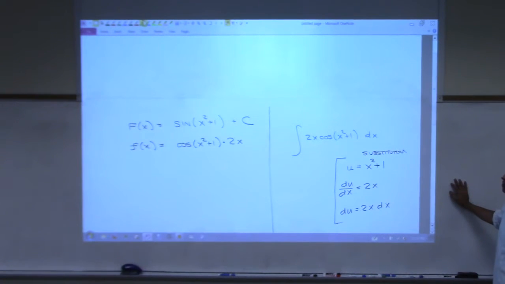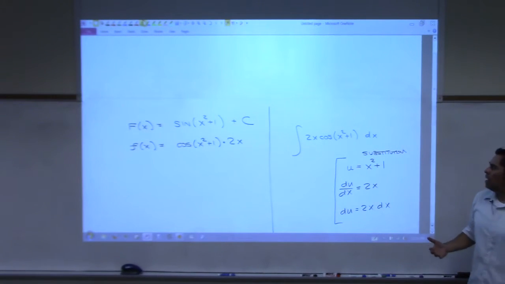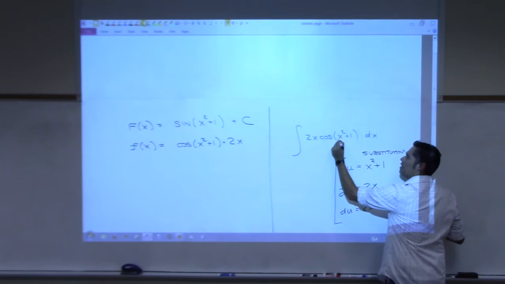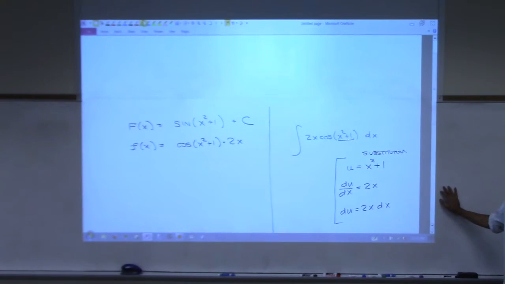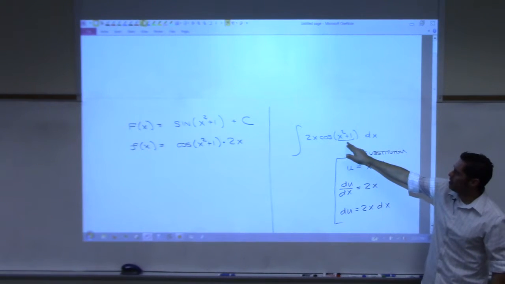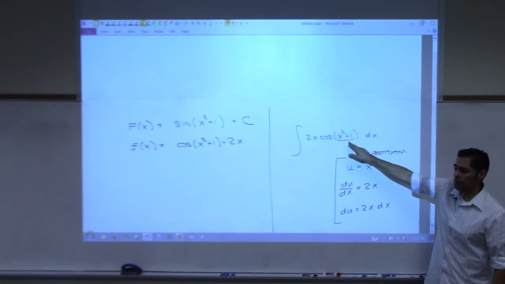Let's go back to the original integral and let's rewrite it. I'm going to replace this right here with what? Is it the 2x dx? No, what's this right here? What's x squared plus 1? That's u, right? I'm going to replace that with u.